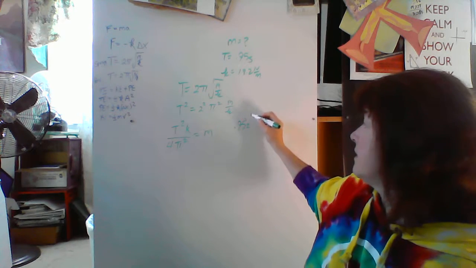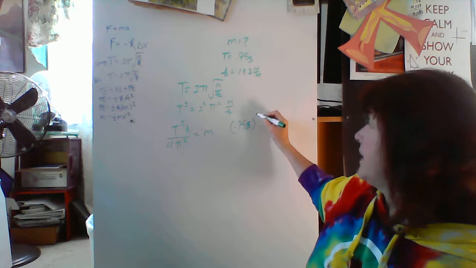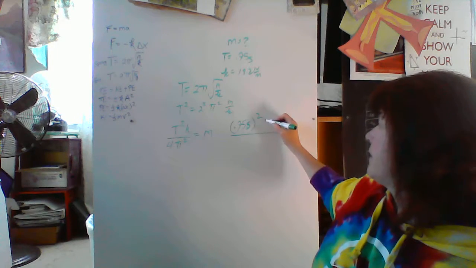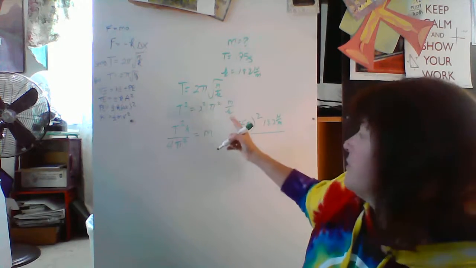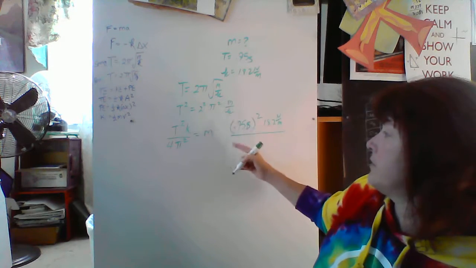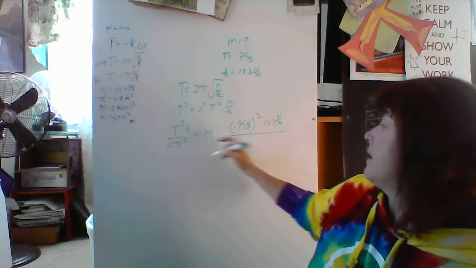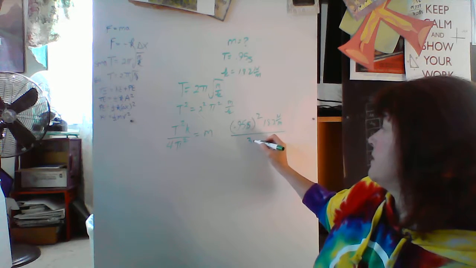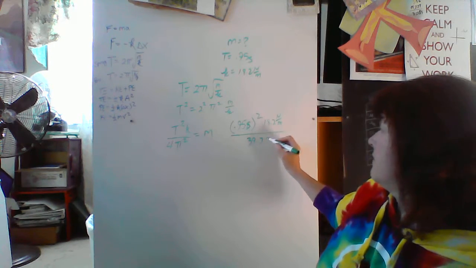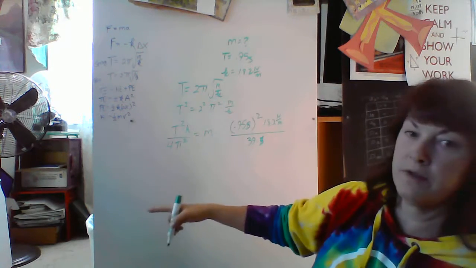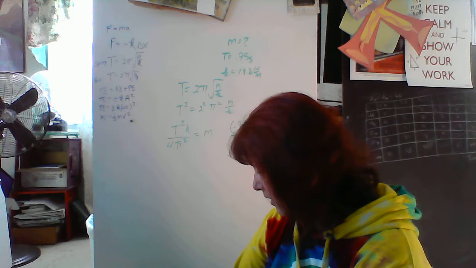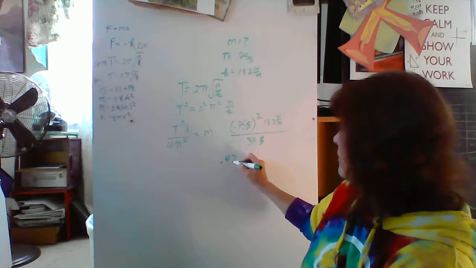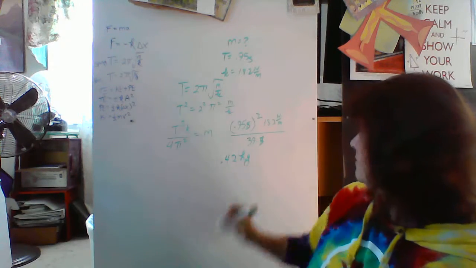0.95 seconds squared times my spring constant. Please do not forget to square your values, which squares your units as well. And then this gives us 39.5-ish, no units. And then plugging that all in would equal 0.42 kilograms.